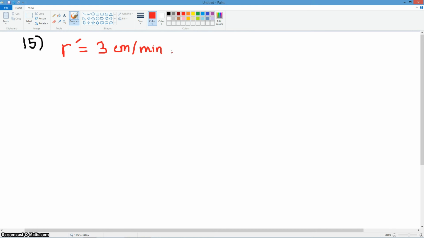Find the rates of change of the area. That's another keyword. So in other words, I'm looking for A prime when r equals 6 centimeters.